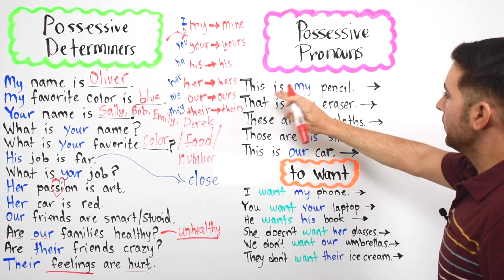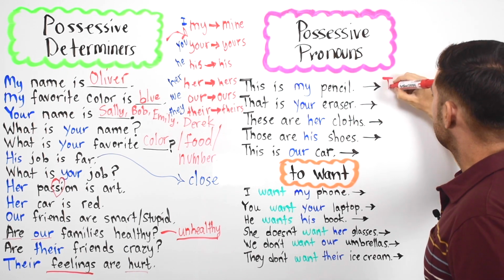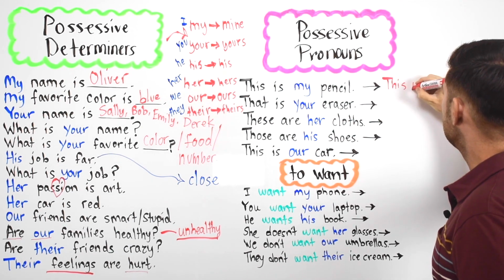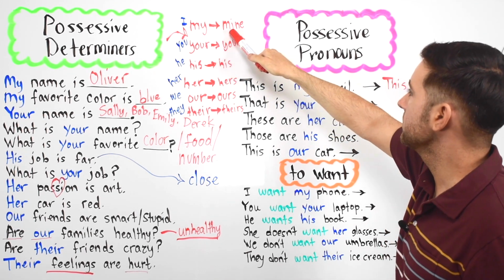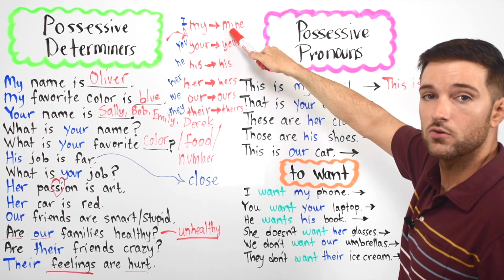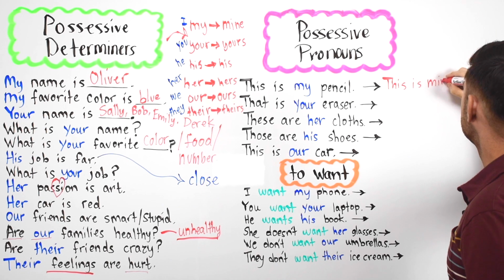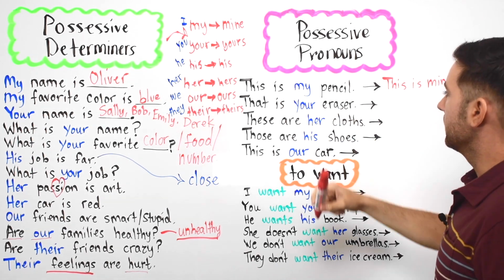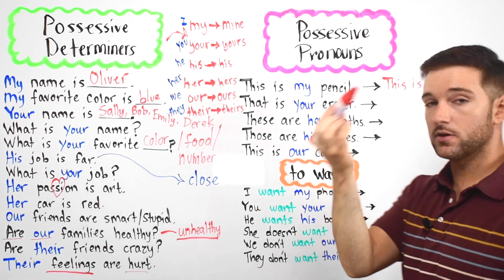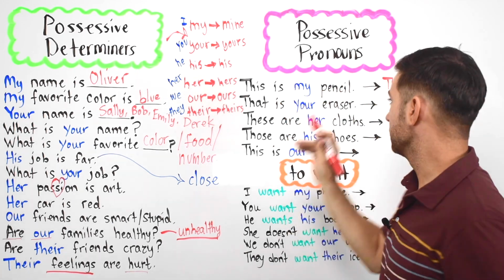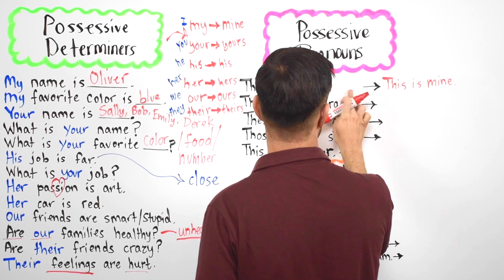And when we want to use a possessive pronoun, we're going to say this is, and instead of using the possessive determiner, we're going to use the possessive pronoun, which replaces the noun. We're going to say this is mine. So, this is my pencil, this is mine, okay? For example, this is a red marker, okay? We'll say marker. Okay, this is my marker.